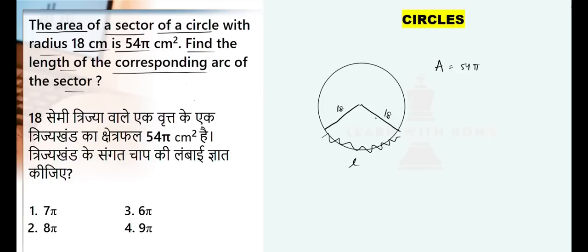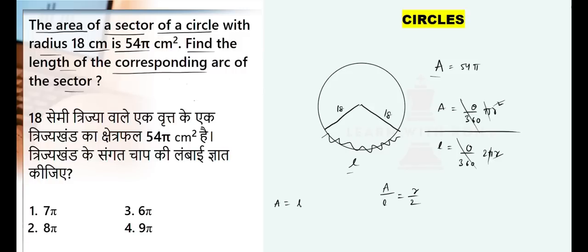Let it be L. What are the basic formulas we know about area and length of the arc of a sector? Area is nothing but theta by 360 pi r squared, and length of the arc L is theta by 360 2 pi r. But here they did not mention any angle theta. So how do you find a relation between A and L here? Just divide these two formulas. So what do we get? Theta by 360 gets cancelled, pi gets cancelled, one r gets cancelled. So we got A by L equals r by 2. So area equals L r by 2. Remember this relation between area of the sector and length of the arc.